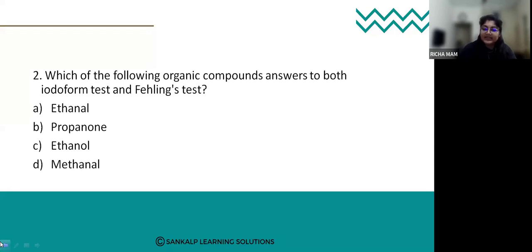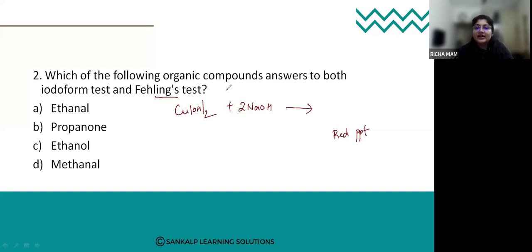What is Fehling's test? Fehling's test is used for detection of aldehydes. For Fehling's solution, you take copper hydroxide plus a base like NaOH. If it is a positive test, it will give you a red precipitate. So Fehling's test is answered by aldehydes.